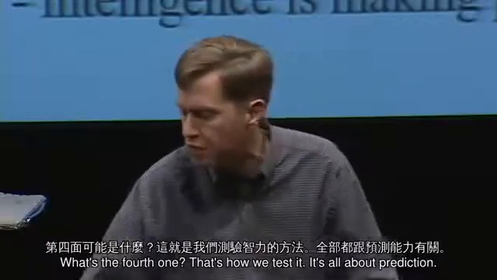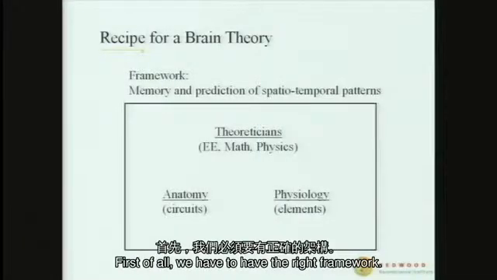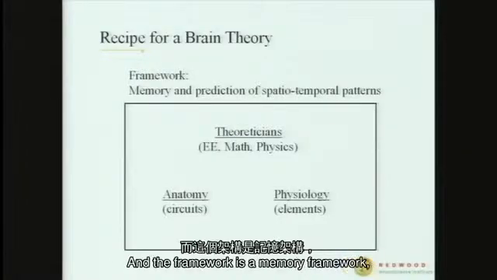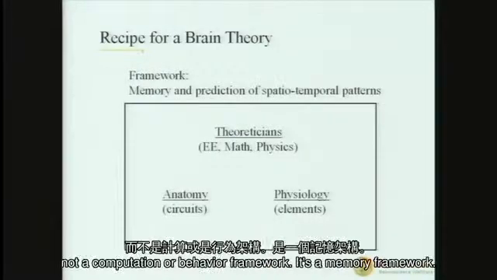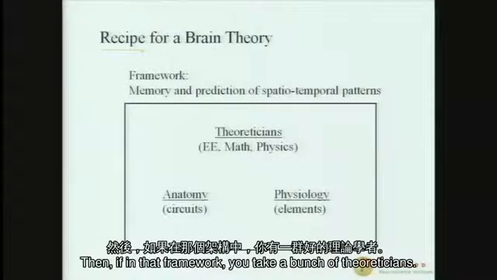It's all about prediction. So what is the recipe for brain theory? First of all, you have to have the right framework. And the framework is a memory framework, not a computational or behavior framework. It's a memory framework. How do you store and call these sequences of patterns? Spatial temporal patterns. Then, within that framework, you take a bunch of theoreticians.